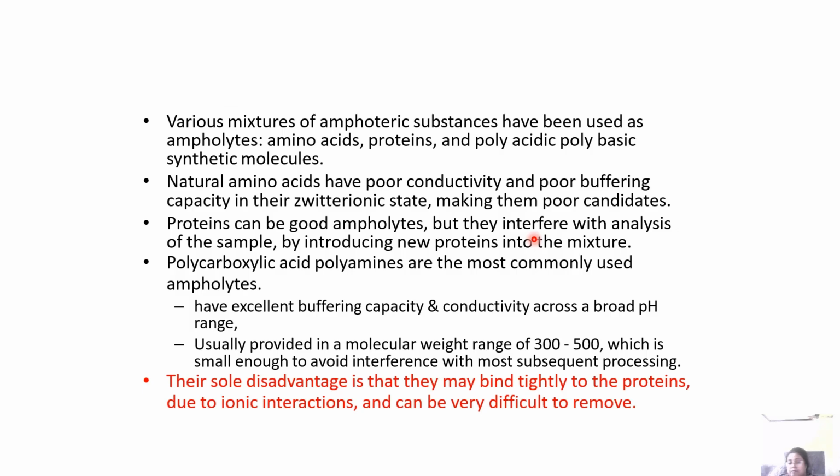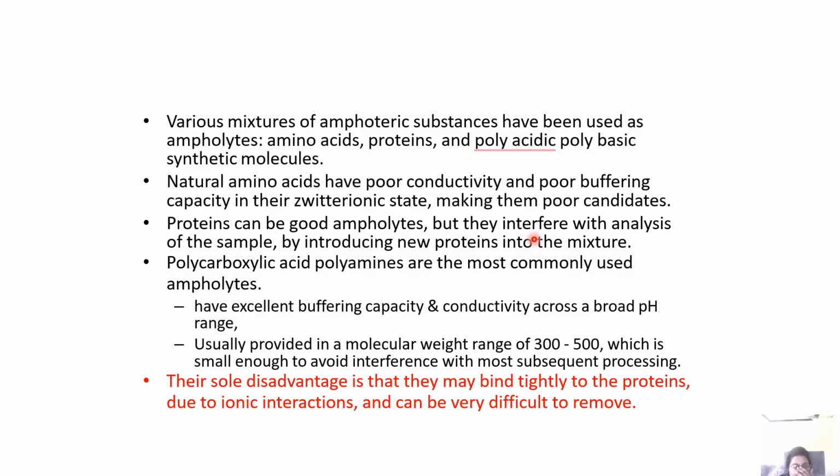So various mixtures of amphoteric substances have been used as ampholytes: amino acids, proteins, and polyacidic, polybasic synthetic molecules. Natural amino acids have poor conductivity and poor buffering capacity in the zwitterionic state, making them poor candidates. Proteins can be good ampholytes, but they interfere with analysis of the sample by introducing new proteins into the mixture. So polycarboxylic acid polyamides are the most commonly used ampholytes, with excellent buffering capacity and conductivity across a broad range of pH, usually provided in the molecular weight range of 300 to 500, which is small enough to avoid interference with most subsequent processing.